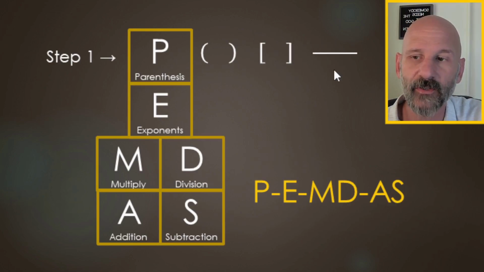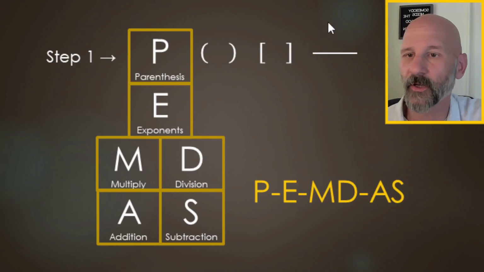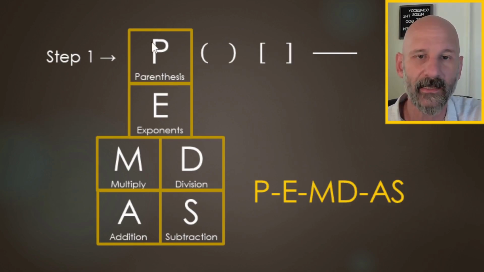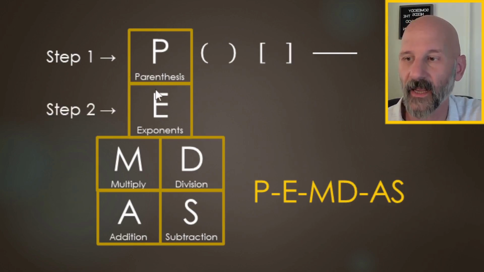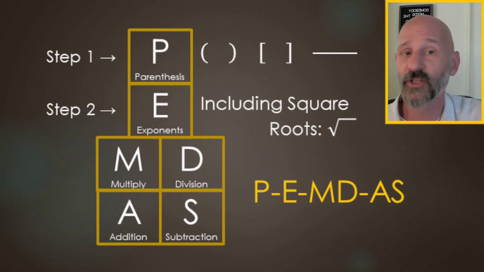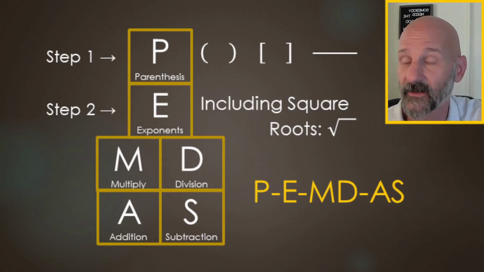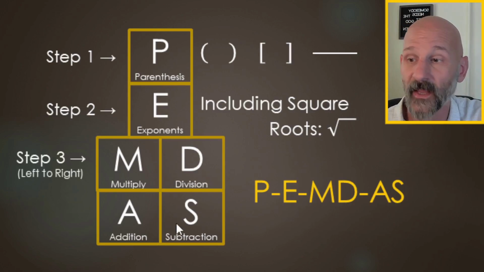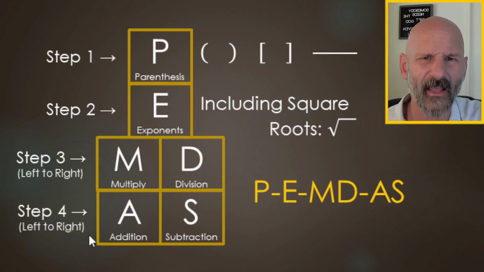And then here's the fraction bar, and that's also a grouping symbol. We have to do everything in the numerator first and everything in the denominator, and then last we're going to do the division here. So this fraction bar does also act as a grouping symbol. Okay, next up is exponents. Now, this also includes square roots. Square roots are in the exponents category, okay? And then second to last, we're going to multiply and divide from left to right, and then add, subtract are the last things we're going to do, again, from left to right, okay?